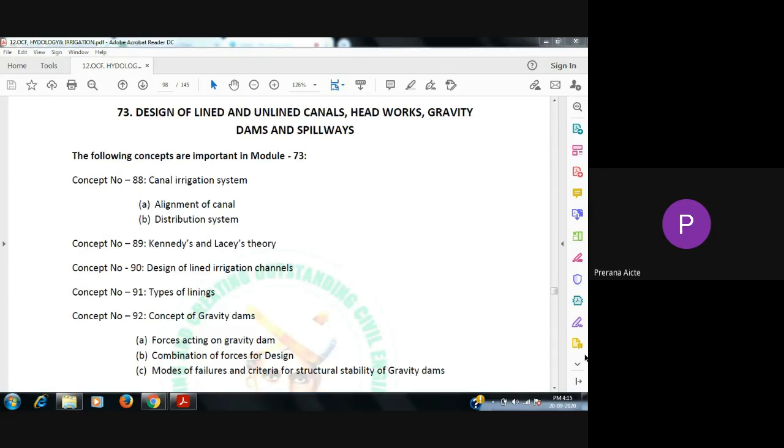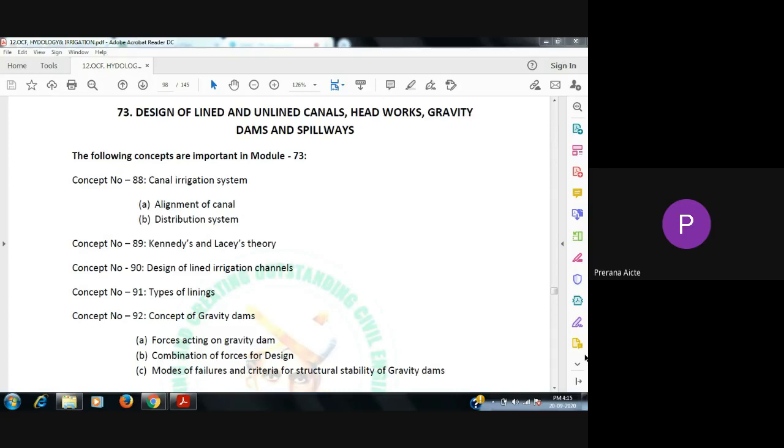So let us see the topic of the canal irrigation system, alignment of canal, and distribution system. Alignment means construction, that's all. How to align a canal and how to select the route of the canal. Then the distribution system means how to distribute: main canal, branch canal, major distributary, minor distributary, and field channel. There are two silt theories developed for designing canals: Kennedy's theory and Lacey's theory. Then design of lined irrigation channels.